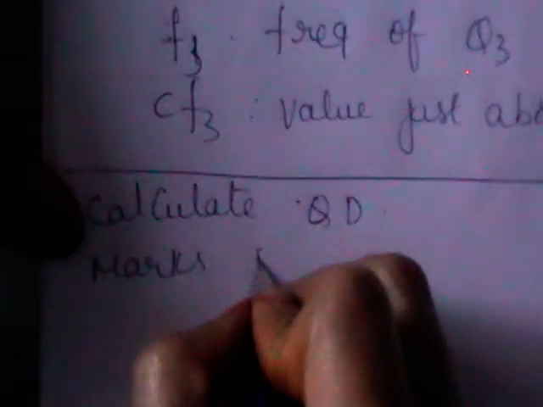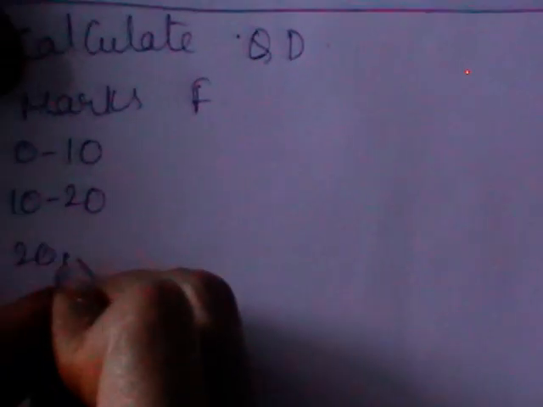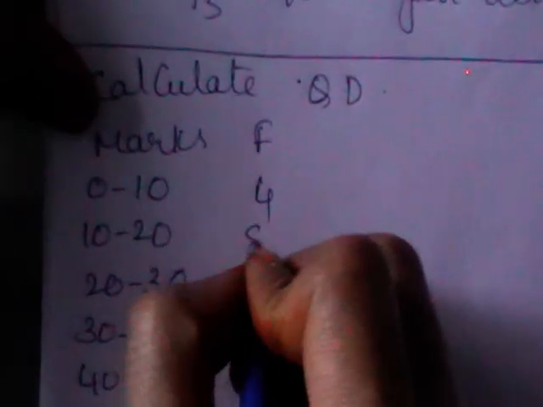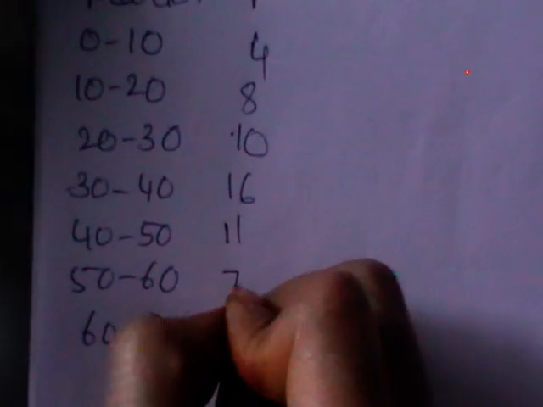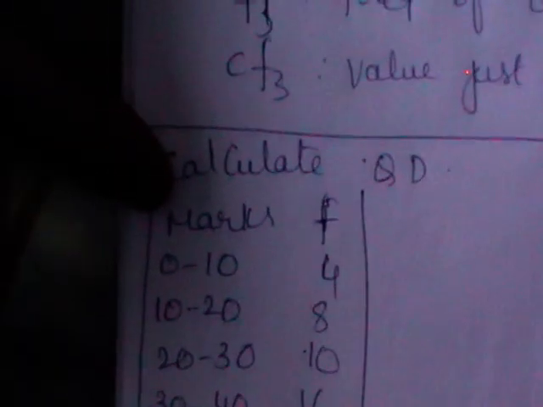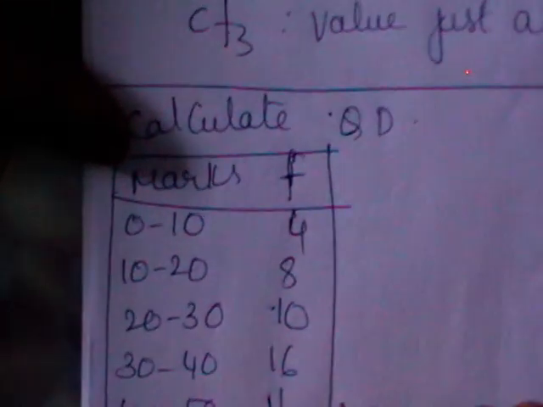Calculate QD for the following data: marks and frequency, 0 to 10, 10 to 20, and so on. This is the data given to you. Frequency is 4, 8, 10, 16, 11, 7, 3. Small f you should write. You need to calculate QD.